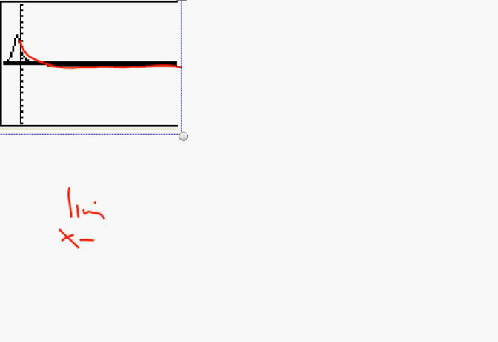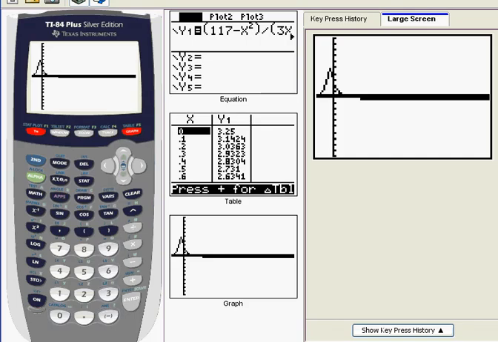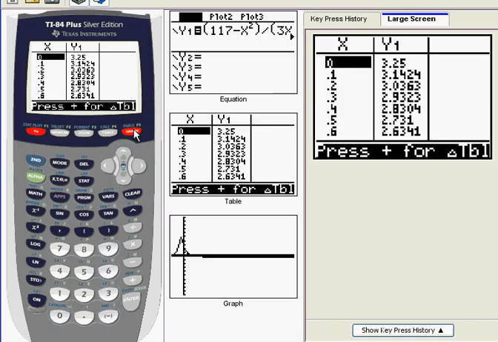The limit as x went to infinity of this function was equal to negative 1/3. So maybe I'm not surprised that this thing is dipping below the x-axis. But here's another way to look at it. You go back to your calculator, you can go second graph and go to table.